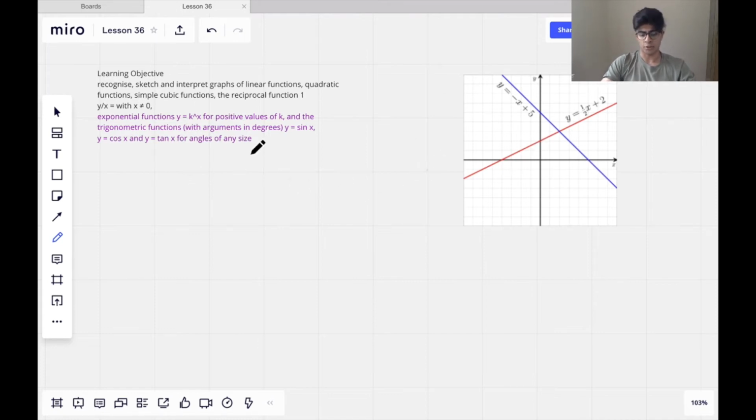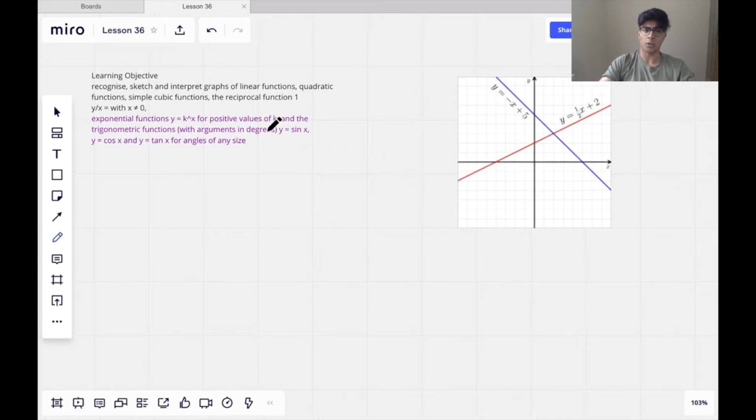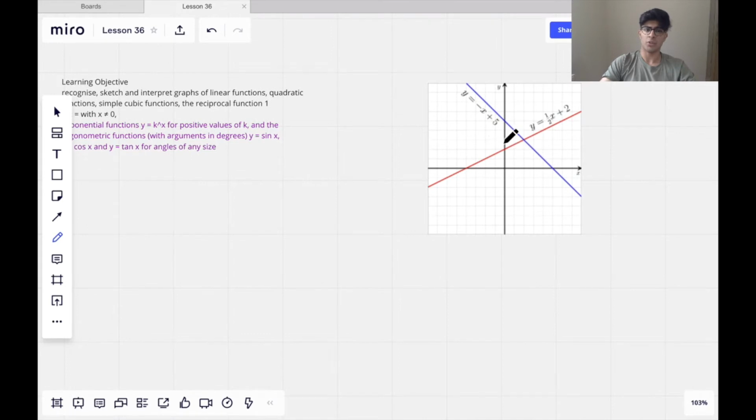So linear functions. This is something we've seen a lot before. Linear functions are just straight lines, if we remember that. So these are the easiest to recognize. Can you see a straight line? You know it's a linear function. To sketch and to interpret. To interpret really means that if you see a straight line like this, you'd be able to say the equation of the line is this. So that's what it is.